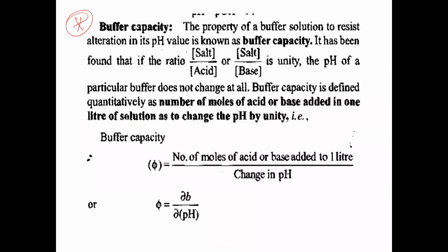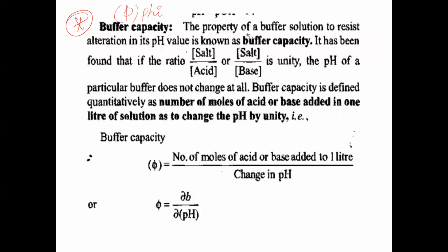What is the next topic? Buffer capacity is given by the symbol phi. So phi indicates what? Buffer capacity, meaning the capacity of the buffer, the capacity of an acidic buffer or a basic buffer, any buffer.